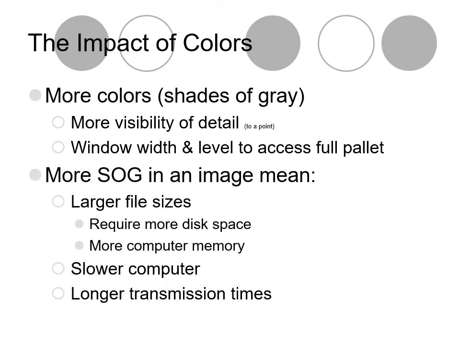More shades of gray, bits per pixel, also has an impact on the data processing end of our profession. An increase in pixel dynamic range will result in larger file sizes. Larger file sizes require more disk space for storage and more memory to manipulate the image. Larger files also mean slower computer operation and longer transmission times when moving the image from one location to another. To be fair, these problems have become less of a problem as computers have improved over time.